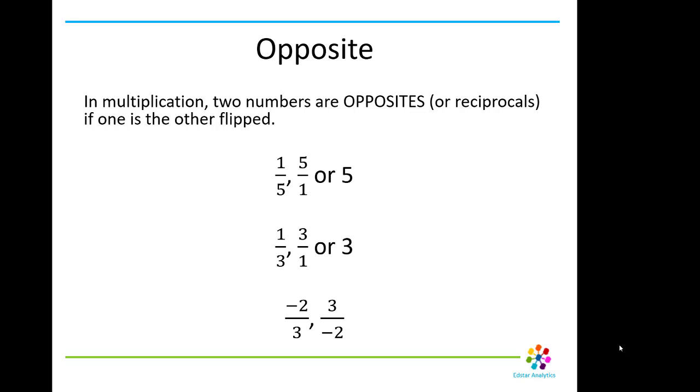In multiplication, opposite means the number flipped upside down. They also call this the reciprocal. And if you don't have a fraction, so you really can't flip it upside down, you can always put a 1 under it, and then you can flip it upside down. So the opposite of 1/5 is 5 over 1. The opposite of a third is 3 over 1. The opposite of a negative number is a negative number because all you're doing is flipping it upside down. You're not changing the sign. So the reciprocal of negative 2/3 is negative 3/2.